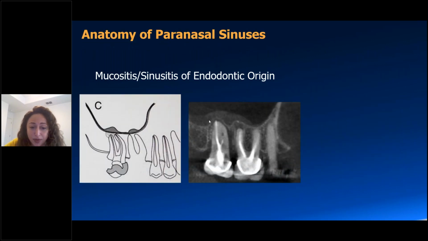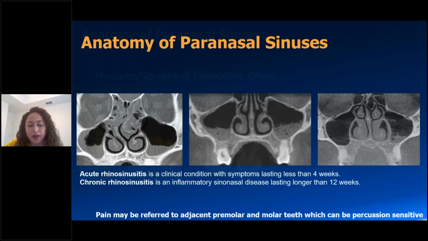Here's another example of localized mucosal thickening. We have a periapical lesion and PDL space widening, and this can be the reason for that mucosal thickening, even if the floor itself is not interrupted.